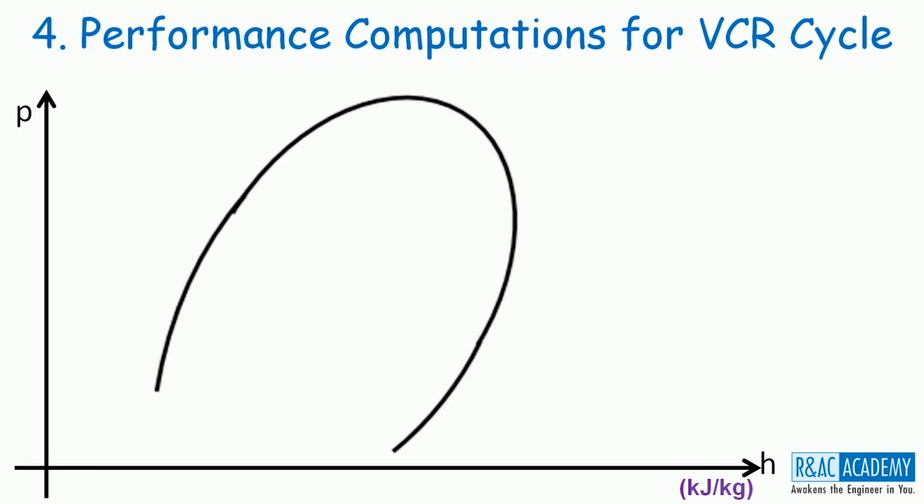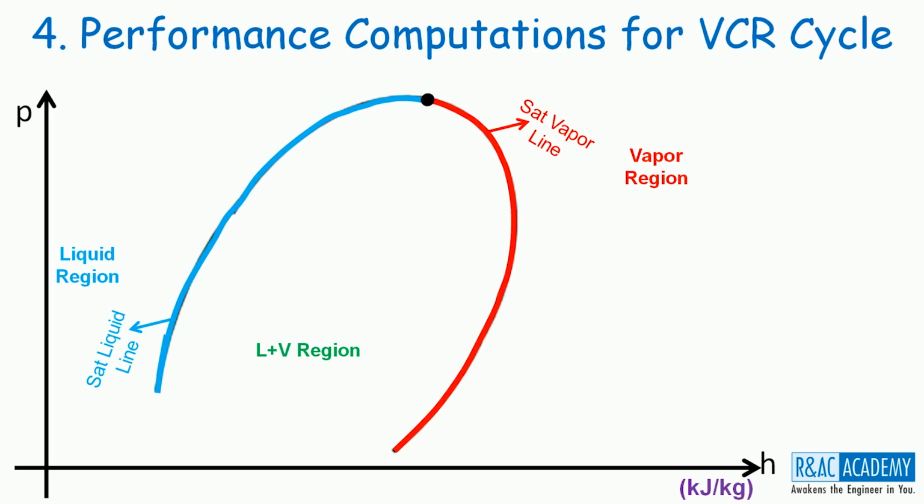You have a saturation dome, and this pH diagram is specific to a refrigerant. On the left side of the saturation dome you have the liquid region, on the right side the vapor region, and within the saturation dome you have the liquid plus vapor region. That is, phase change happens within this saturation dome. This is the saturated liquid line, the other side is the saturated vapor line, and both merge at the critical point. All the horizontal lines are constant pressure lines, and all the vertical lines are constant enthalpy lines.